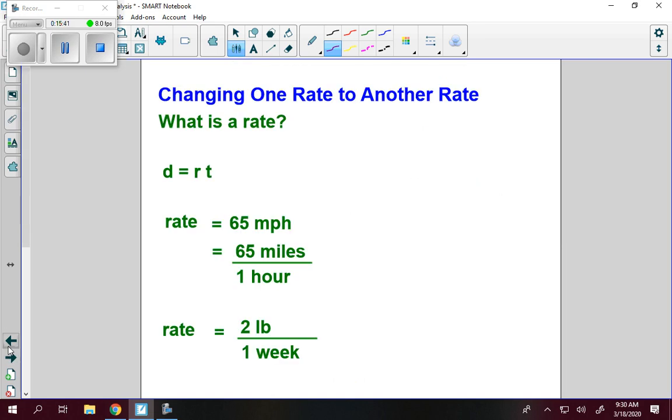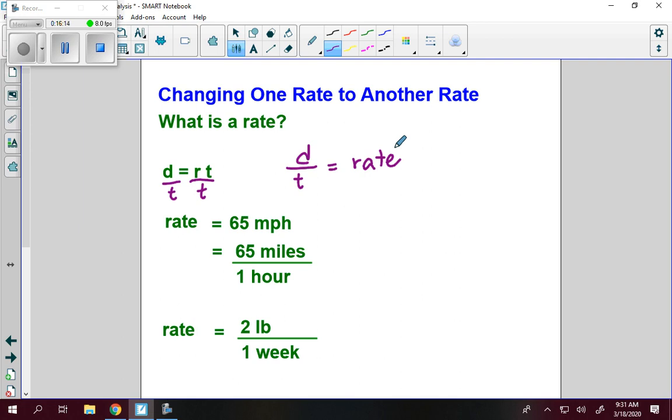All right. Changing one rate to another rate. What is a rate? Well, if distance is rate times time, and I want to find out what rate is, I'll divide by t. So distance over time is rate. Or speed, like speed limit. The rate at which you drive could be 65 miles per hour, which is a distance over a time.